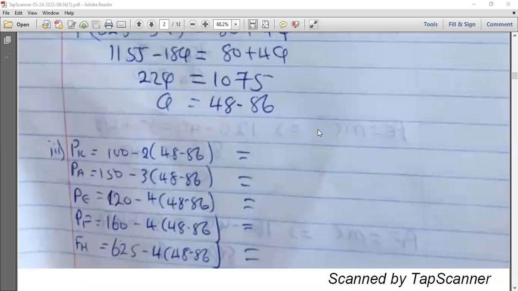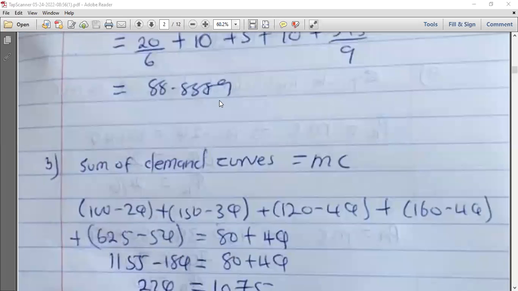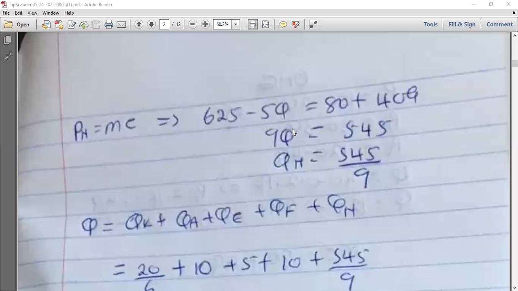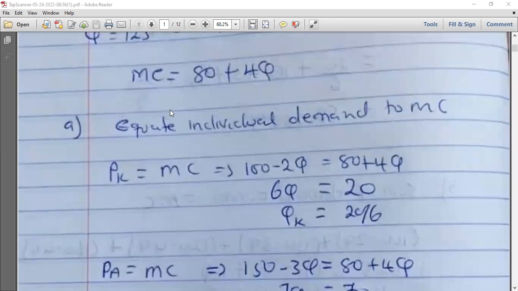So please, in which case do we add all the market quantities before we equate P to MC to get our quantity? Which case is that? Is it these ones? Yeah, for the private good. For the private good, it is the individual quantities. Okay, you will take each individual demand curve.